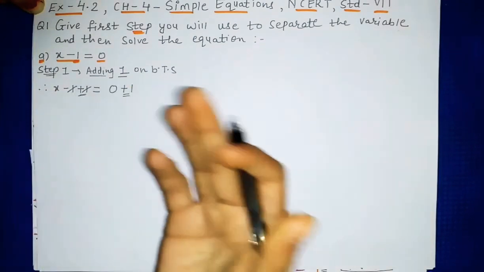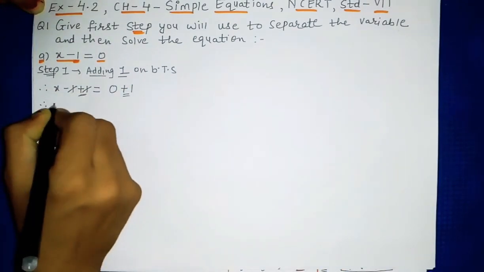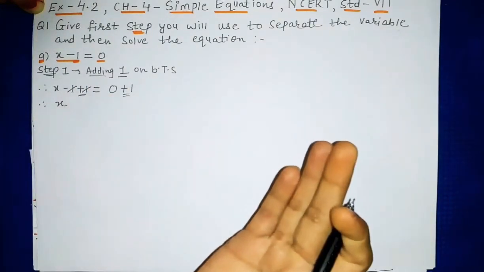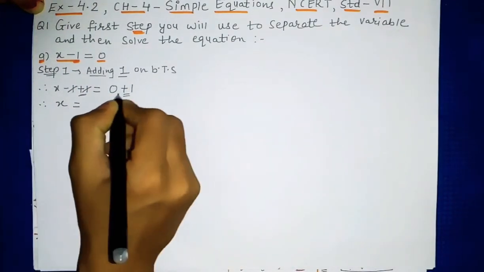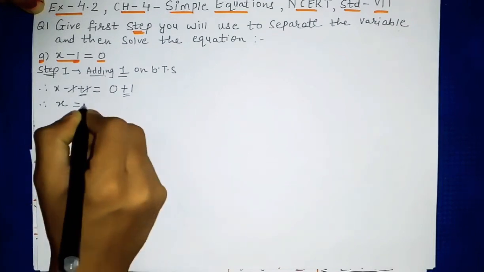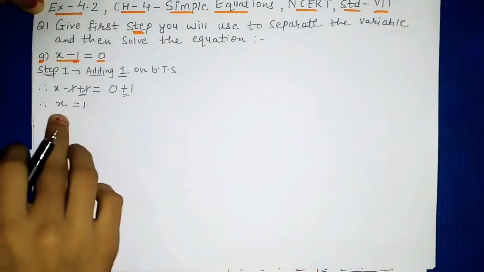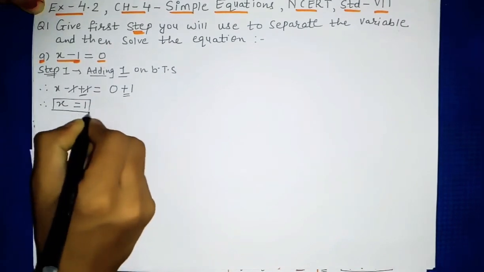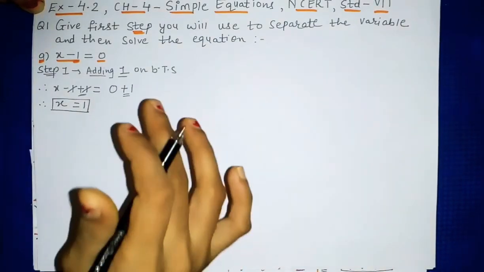So x minus 0. So on this side only x is left now. This minus 1 is removed. And on this side we will add: 0 plus 1 will be 1. So this is our answer, x equal to 1. So we got the answer of the first one. This is the way you have to do the steps.